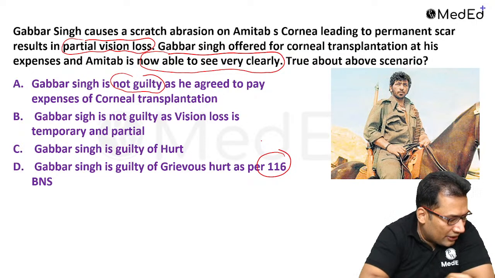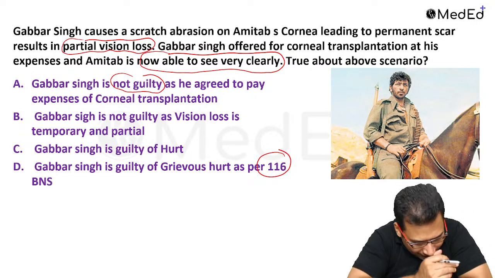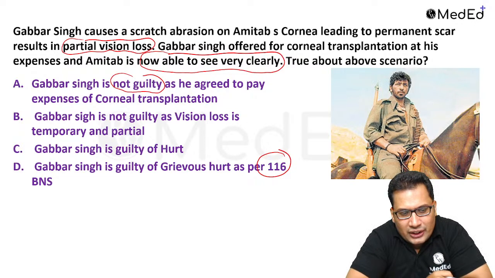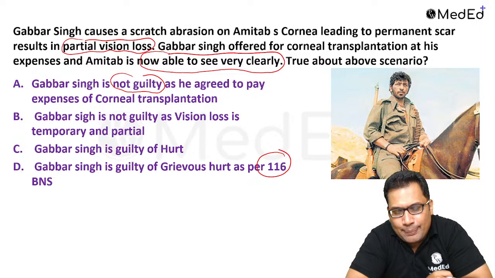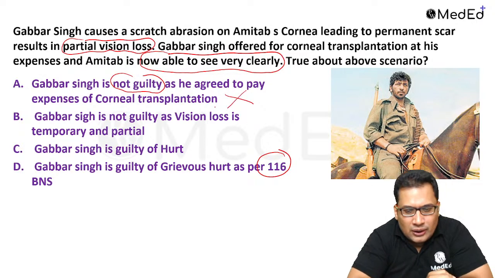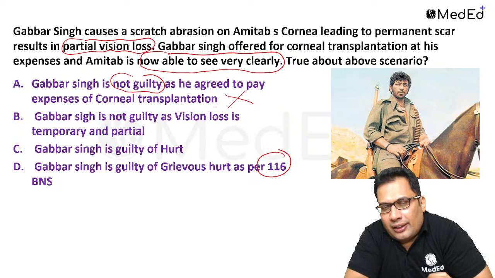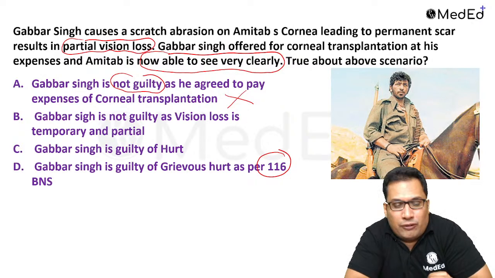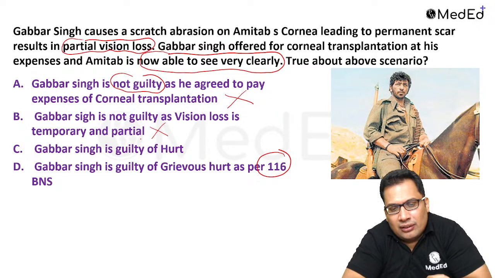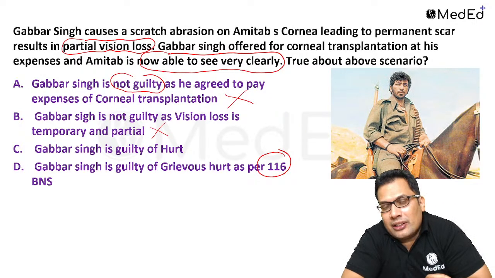So what would be the best answer, guys? In this scenario, not guilty because he agreed to pay expenses? No. There is no monetary settlement. It's grievous hurt, so it's a criminal offense. Vision loss, corneal tear, corneal abrasion can be grievous hurt.